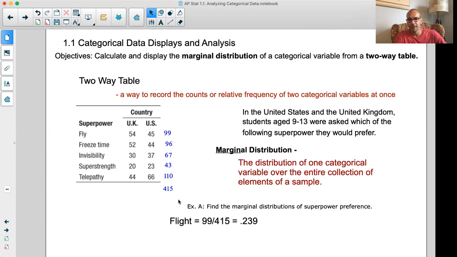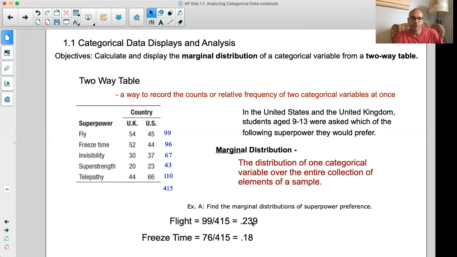So if we then had to find the marginal distribution for flight, we would say, well, that's 99 respondents out of the 415 total. But notice how we're pulling both of those numbers from the margins. If you show your work and you write 0.239, that's perfectly acceptable. If you show your work and write 0.24, also acceptable. And if you put 24% and show no work, they don't give you credit on the AP test. You need to show your work and write 24%. So you can write it as a decimal or a percent. Rounding is really not an issue with AP graders, but showing your work is.